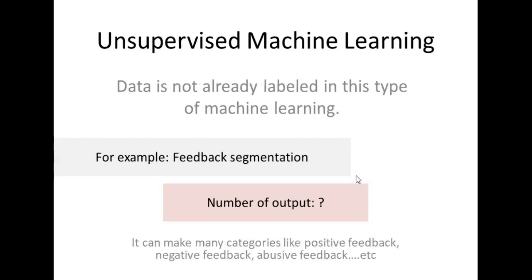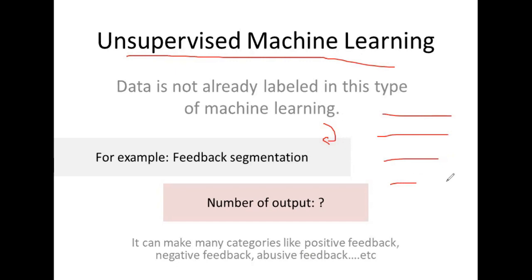Now, discussing unsupervised machine learning, in which we don't have labeled data. What does that mean? Let's look at this example, which is feedback segmentation. Let's say I am provided with feedback for a restaurant, and there is no label. We don't know which topic each feedback is about, or whether it is negative or positive. We don't have any such data.